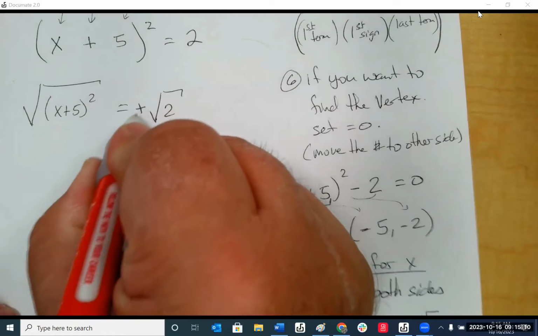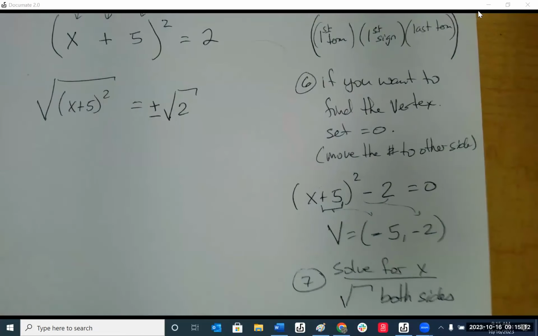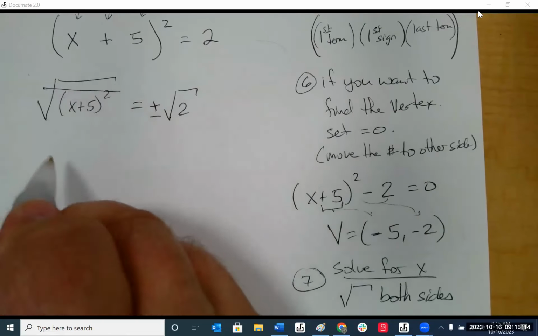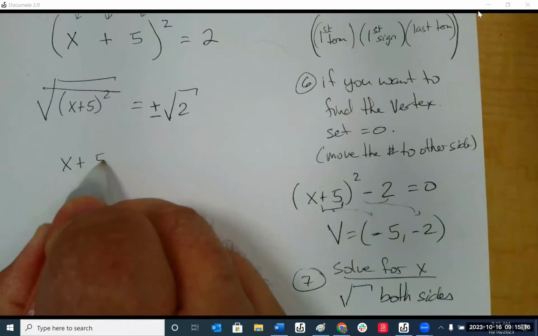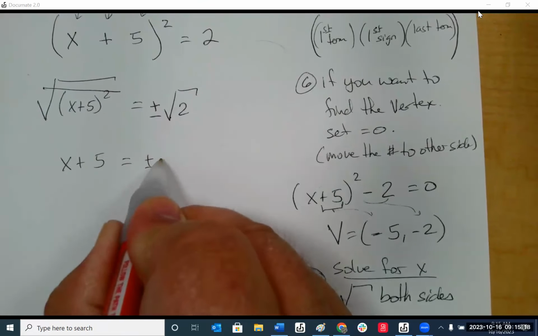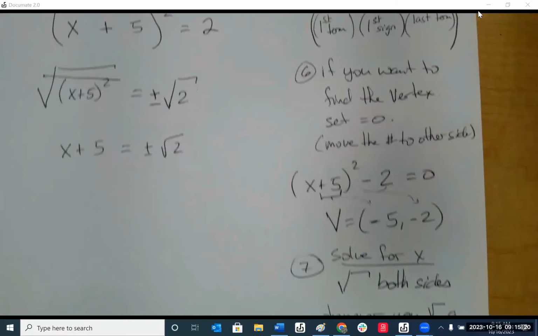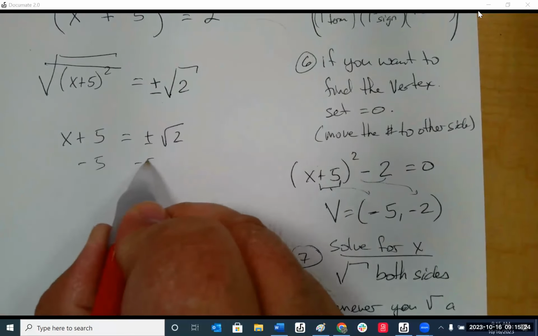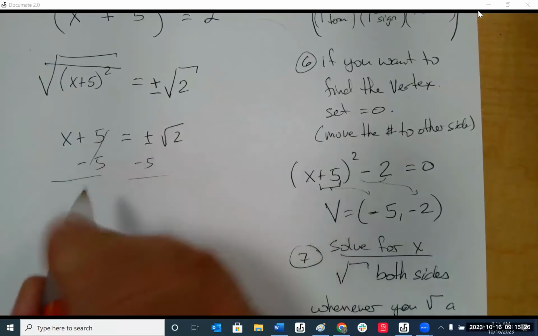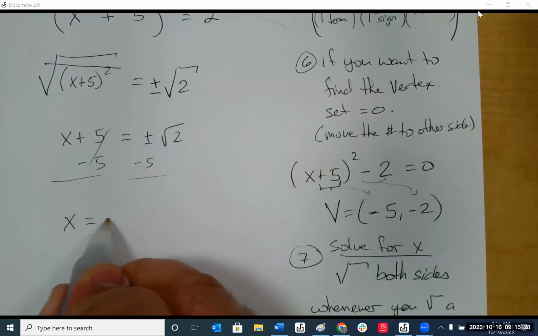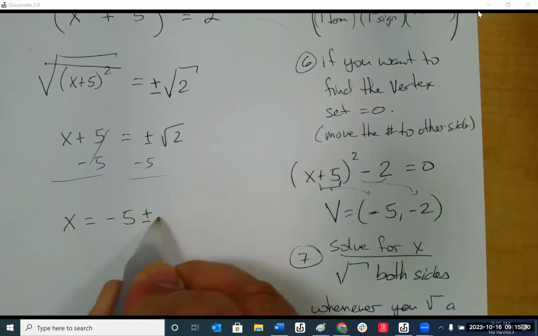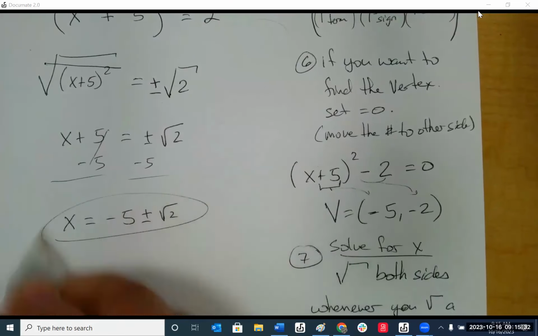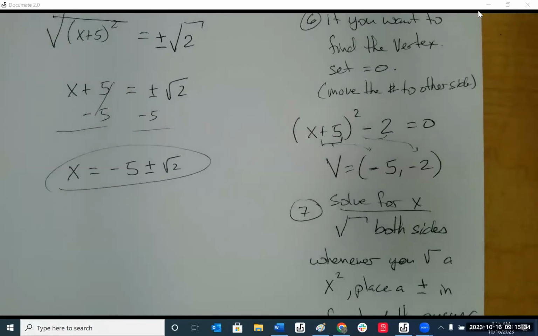So I put plus or minus in front of this one. The square and the square root cancel. So I have x plus 5 is equal to plus or minus square root of 2. Solve for x. Subtract 5 from both sides. X is equal to negative 5 plus or minus square root of 2. Those are my two x-intercepts.